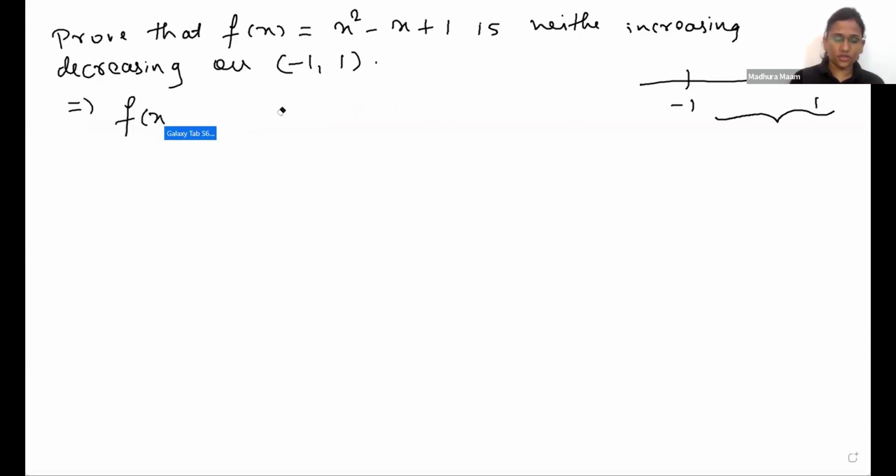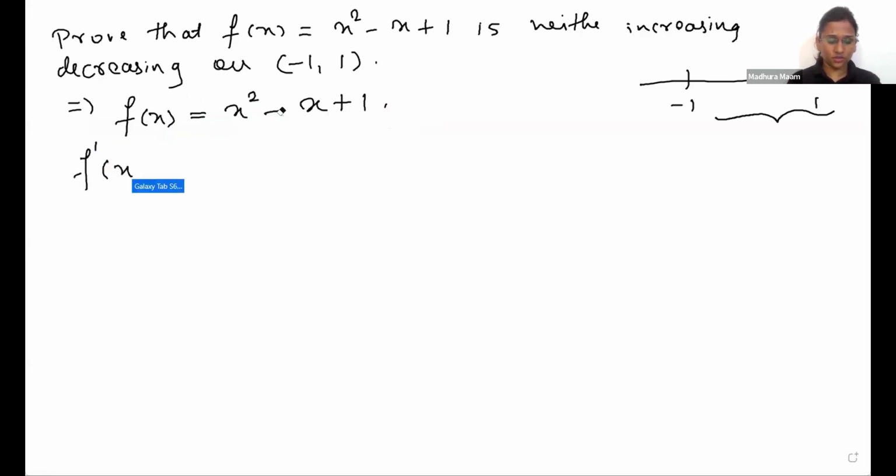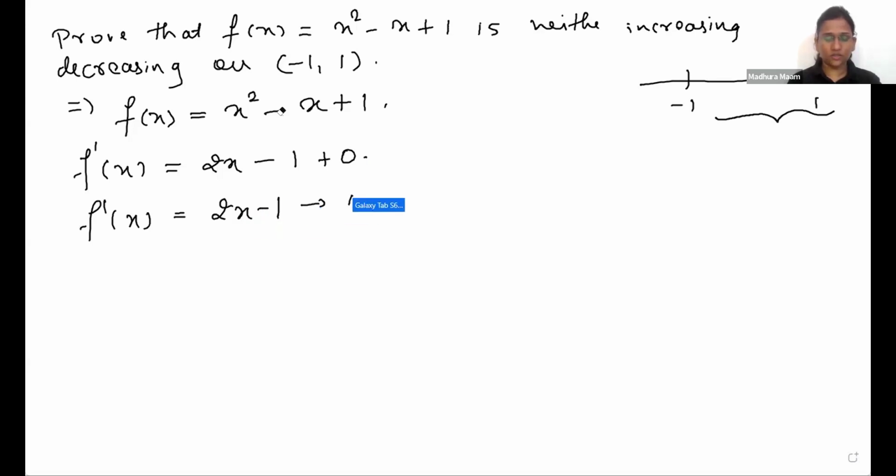Given f of x. What is given f of x? X square minus x plus 1. Okay. So I will find f dash from this. So x square becomes 2x, here minus 1 plus 0. That is nothing but f dash of x equals 2x minus 1. Let this be equation 1.